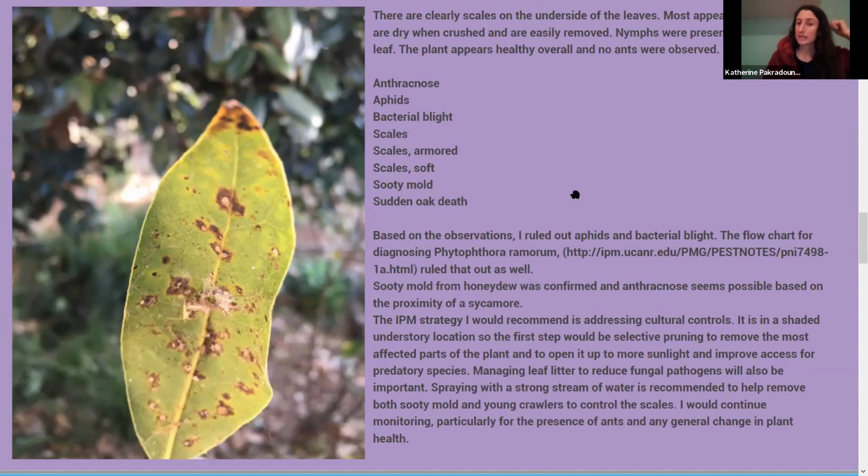And then it was sooty mold and potentially anthracnose. I've never heard that one said, so forgive me if I mispronounce it, but anthracnose, because of its proximity to a sycamore, that's a possibility. So addressing cultural controls: selective pruning to remove affected parts, opening it up to more sunlight, right? Because we talked about sunlight and airflow being important for plants. Spraying with a strong stream of water to remove some of the mold and the young crawlers to control the scale, and monitoring it and such. So this person went through a lot of really good strategies for cultural control for this particular situation.